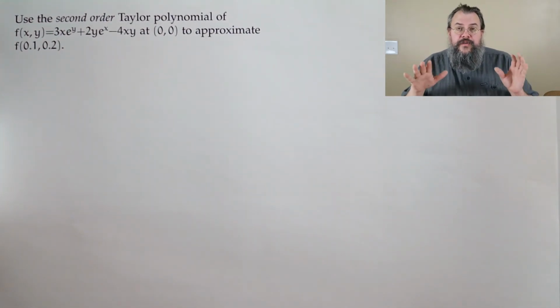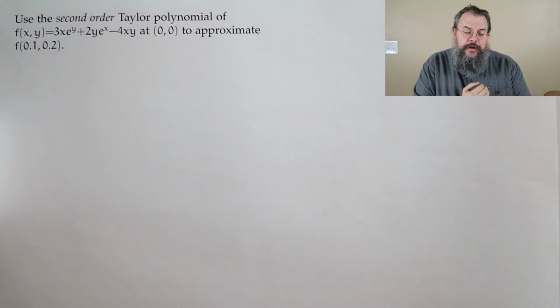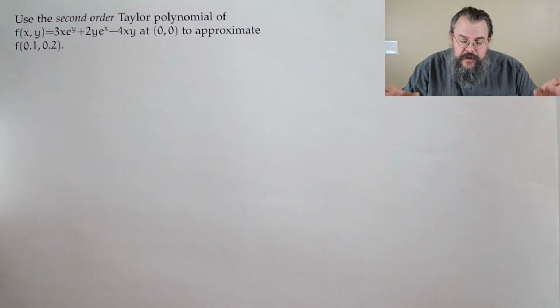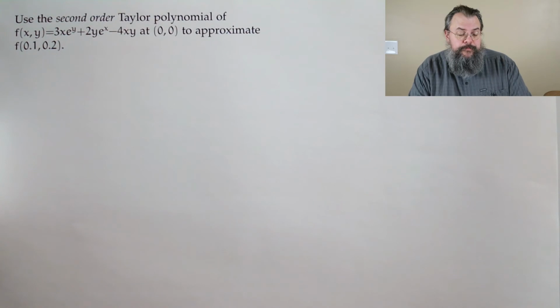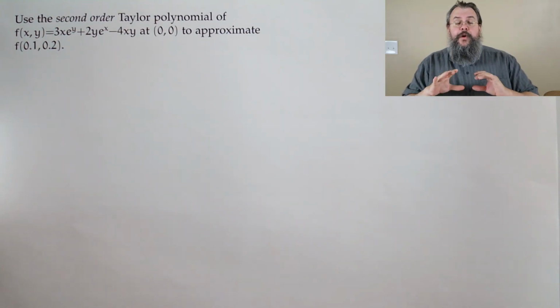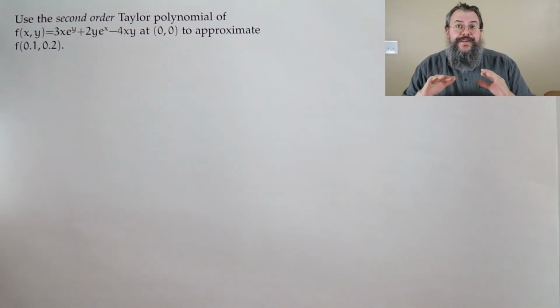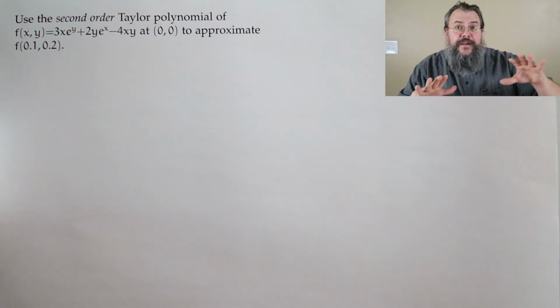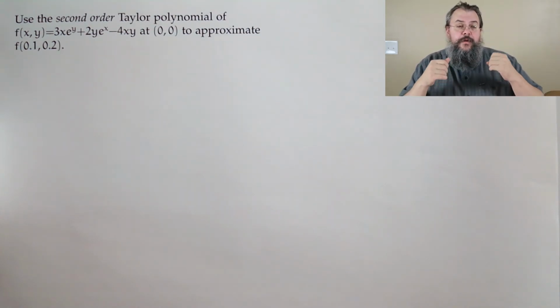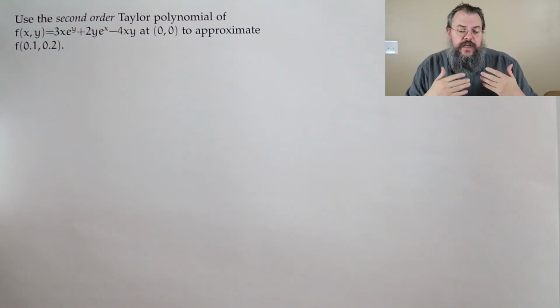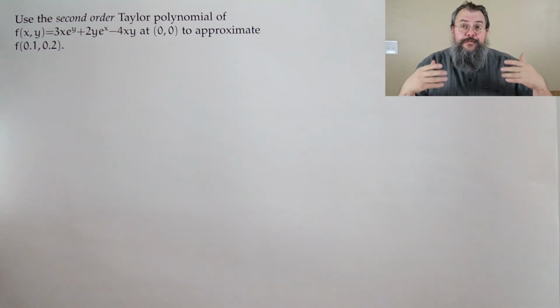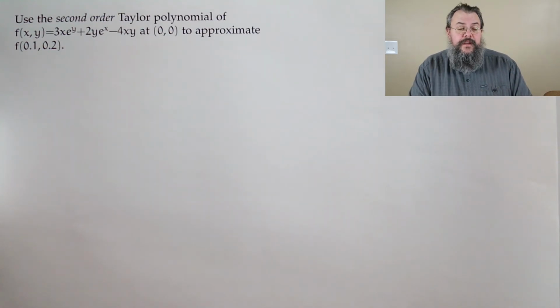Well, it says use the second order Taylor polynomial of this function at (0, 0) to approximate f of (0.1, 0.2). Now, what's going on here? When we talk about approximation, there's this nice idea of tangent planes. Tangent planes approximate the function at the point of tangency, because tangent planes kind of locally behave like the function. Well, so do Taylor polynomials.